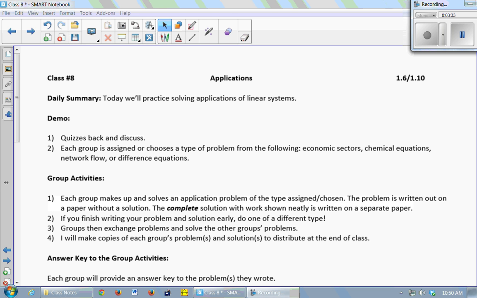Whose birthday is closest to today? Who has a close birthday to today? 9 days. How many days ago? Today's Friday, the 19th. 5 days. Anybody closer than 5 days? June. Okay, Iris, you get to choose which of the 4 types of application you want to work on. Economics. Okay, so this first group is going to work on economics. All right, whose birthday was 9 days away? Yours. Which one do you want?